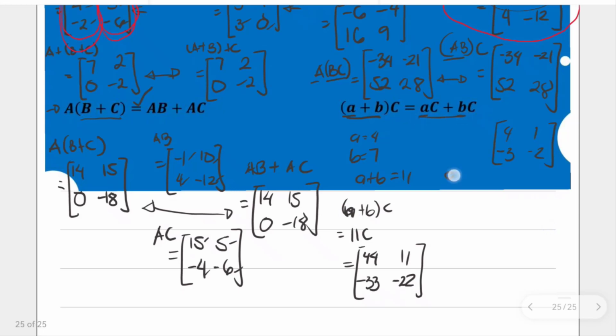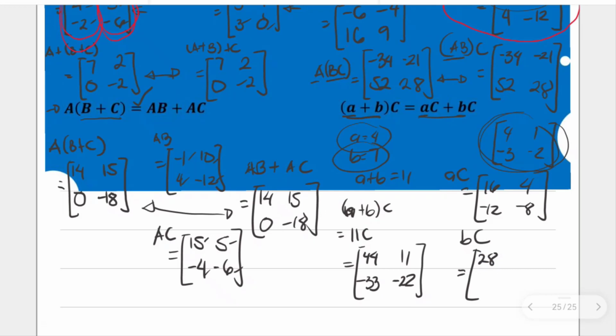So let's try to get AC first. AC meaning multiply 4 to all the entries here. So you have 16, 4, -12, -8. BC as well, sorry, that's a capital C because it's a matrix C. We multiply 7 to all the entries here. So you have 28, 7, -21, -14. When we add these two, they must result to this item here.